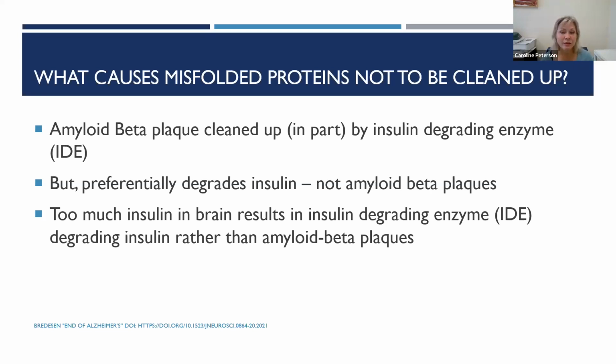Insulin is highly inflammatory. You think glucose, you think sugar is inflammatory. Insulin is also inflammatory. So the body's like, I don't want that inflammation. I'm going to degrade that. And then I'll work on the amyloid beta plaques when I have time. So we have this shift away from addressing the amyloid beta plaques to addressing the insulin by the insulin degrading enzyme.